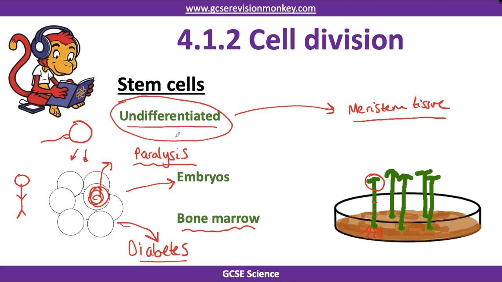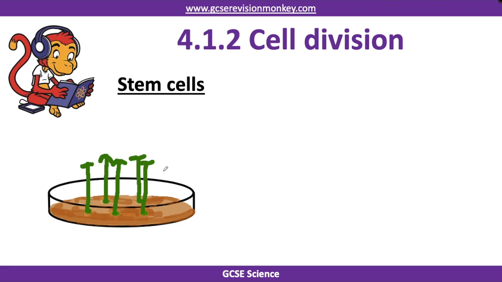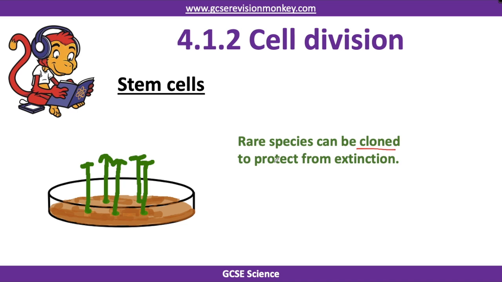And for scientists who work with plants, the fact that there's meristem tissue that remains undifferentiated throughout the whole lifetime of the plant means that if you find a really rare plant, you can clone that plant to protect it from extinction. So because there's meristem tissue in the plant, you can take cuttings of the plant, for example, cut that one there, put it in some nutrients, and that will grow into a new plant for you. So you can clone them really quickly if you've got only a few examples of rare plants left.